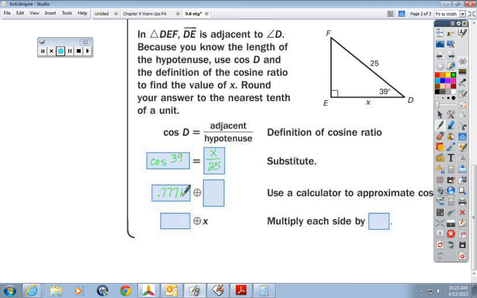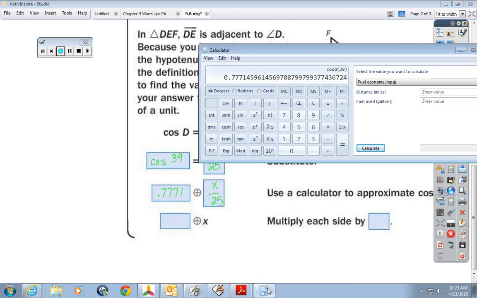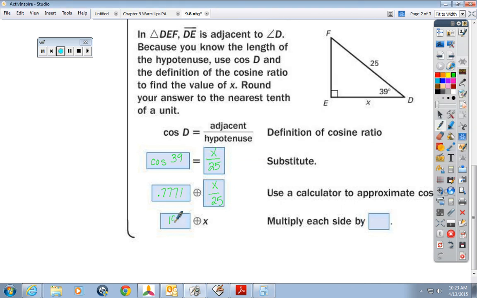Now, ask yourself, what's being done to the variable? It's being divided by 25. What's the opposite of dividing by 25? Multiplying by 25. So I'm going to take my 0.7771 and multiply by 25. When I do that, what do I get? 19.427. So we'll round it to 19.3. And they may actually even round it to 19.